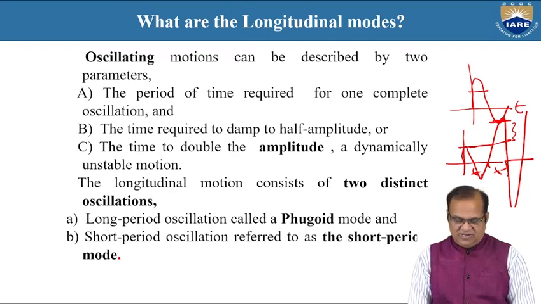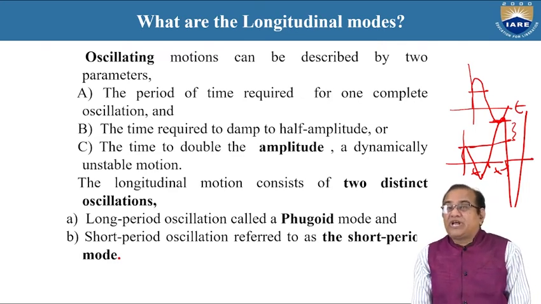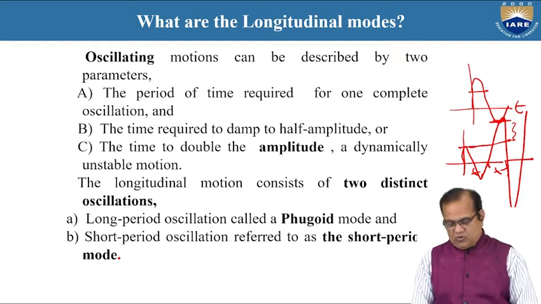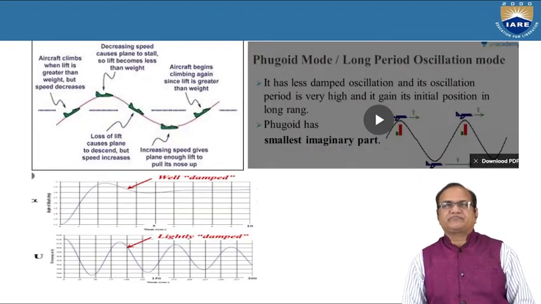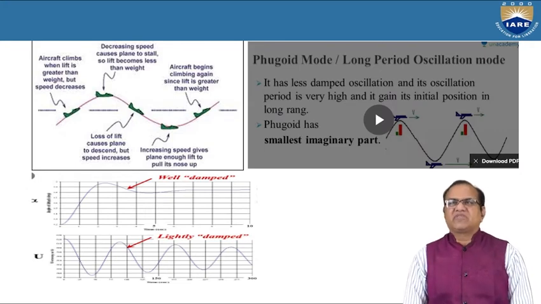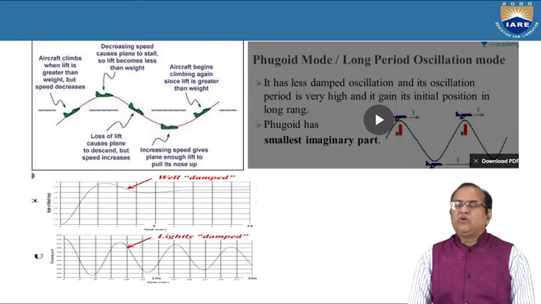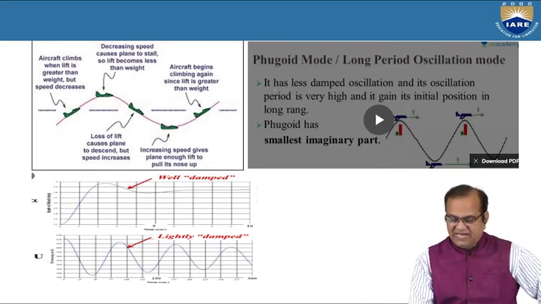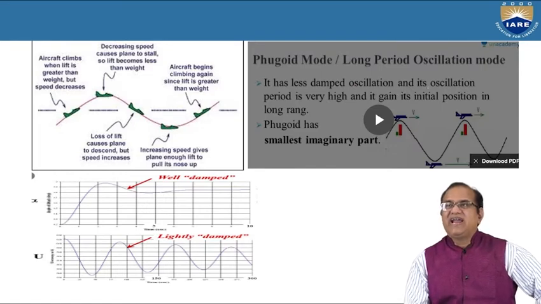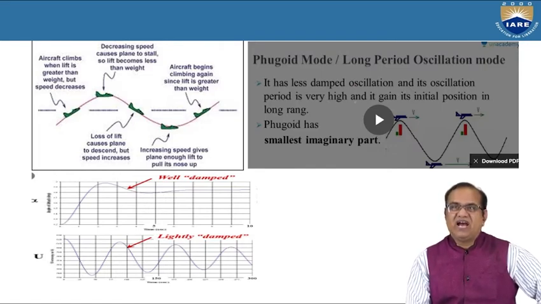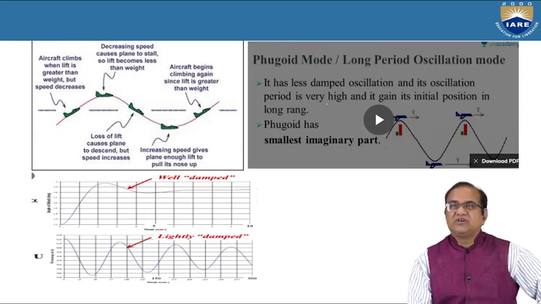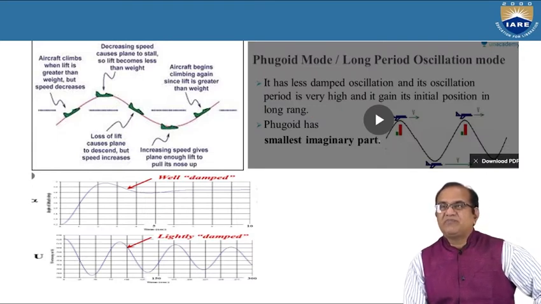The first one is the long period oscillation. It means it is taking more time to come to its equilibrium. The second is the short period oscillation, referred to as the short period mode. Here I have given a diagram. You can see the phugoid mode, the long period oscillation mode. It has lightly damped oscillation, its oscillation period is very high, and it regains its initial position over a long range. Phugoid has the smallest imaginary part.